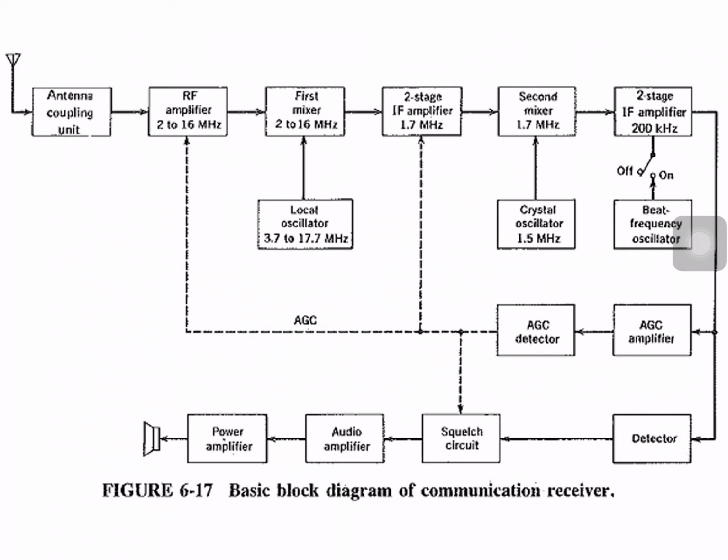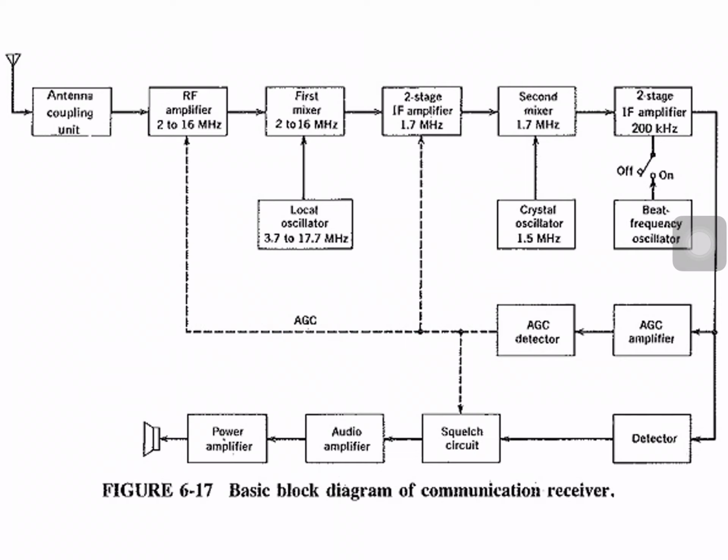The output of this block is given to the second mixer. Again, a crystal oscillator is used. The crystal oscillator is tuned to 1.5 megahertz. The signal from the first stage IF amplifier and this crystal oscillator are both mixed here in the second mixer, and the output of the second mixer is given to the second stage IF amplifier, which is tuned to 200 kilohertz.